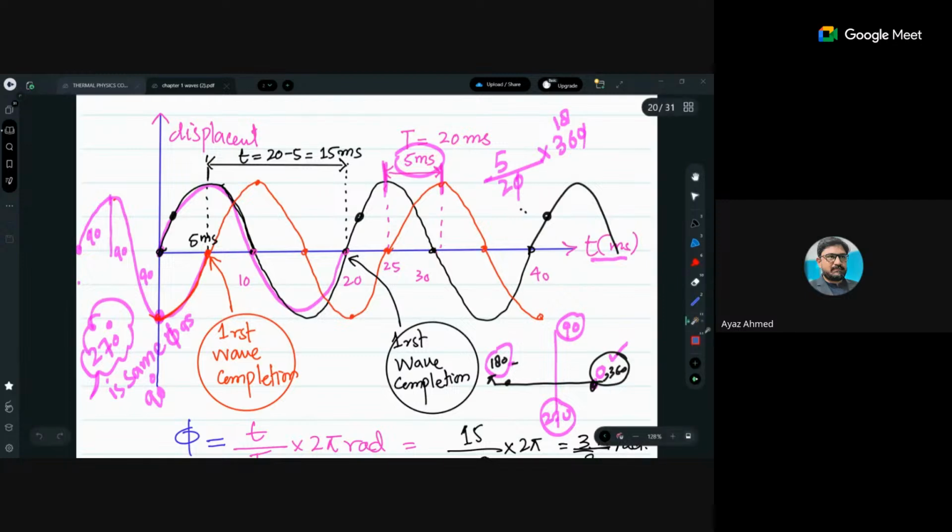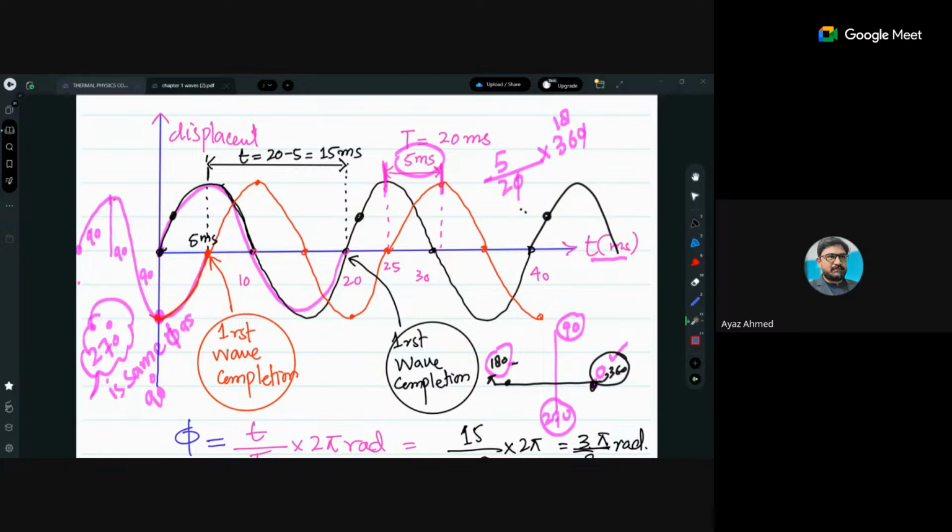Let me draw the waves. Suppose this is one wave, wave number one. This wave has some time period, definitely 20 milliseconds. It is mentioned here, if you see, this is 20 milliseconds. This is a wave which started at time t equals 0, and after 20 milliseconds its one pulse is completed. Then in 40 milliseconds, its two pulses are completed.